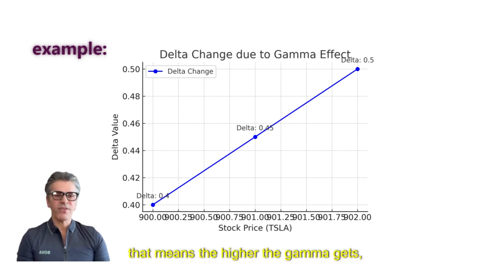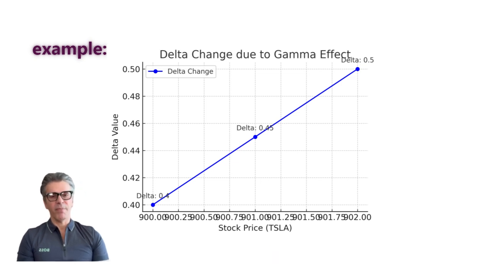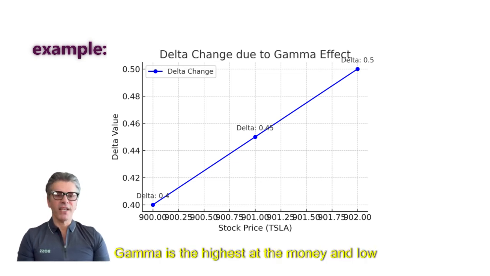So that means the higher the gamma gets, the more volatile delta becomes. Gamma is highest at the money and low deep in or out of the money.